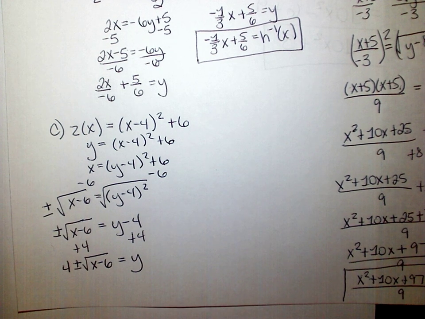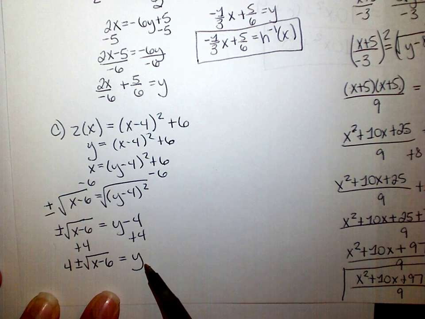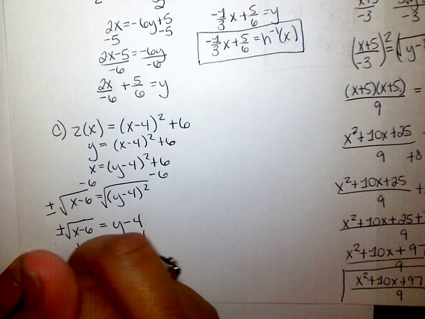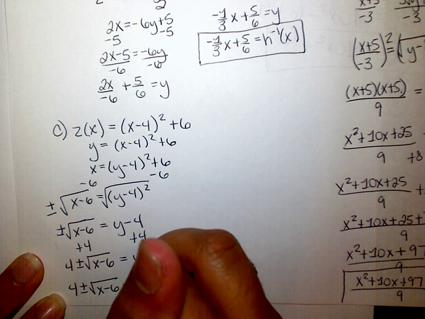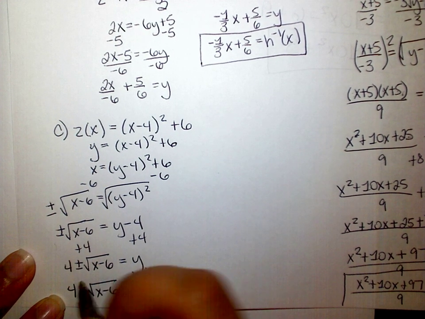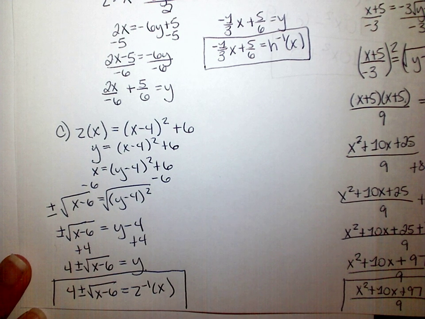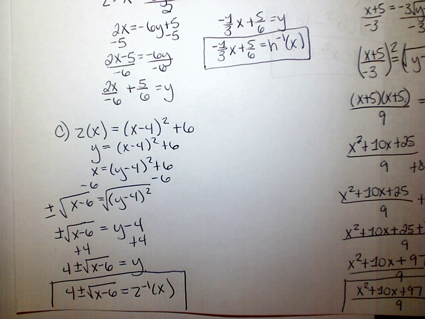Then our function was z of x. We're finding the inverse, so we're going to change y to z inverse of x. So 4 plus or minus the square root of x minus 6 equals z inverse of x. That will be your final answer. So this concludes problems 2 and 3 on test 4 test review.